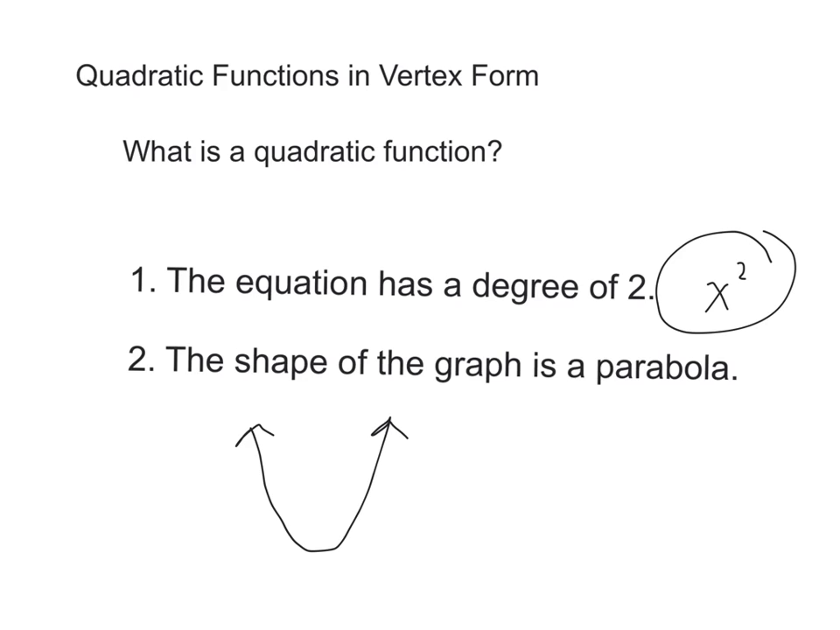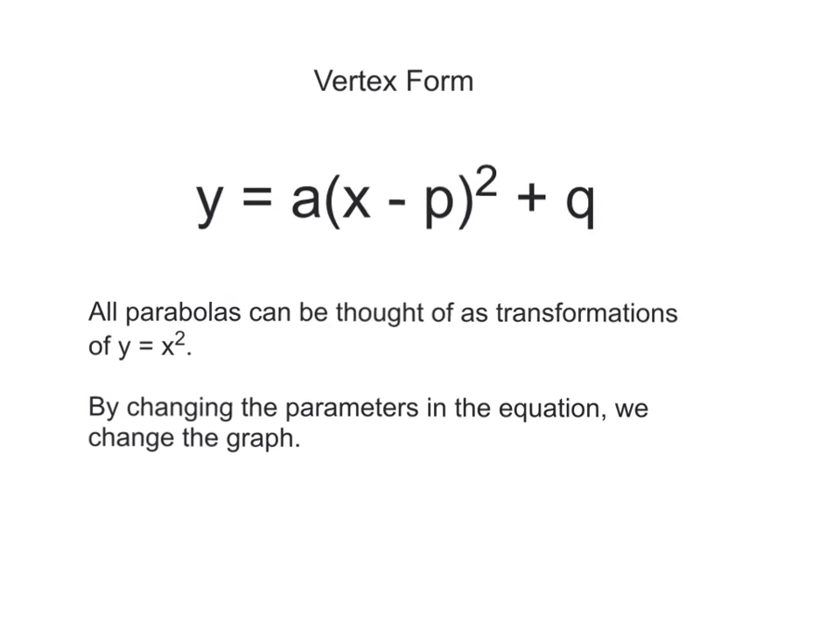When we talk about quadratic function in vertex form, we're talking about specifically an equation that looks like this: y equals a(x minus p) squared plus q. That's vertex form. a, p, and q could be any real numbers. So sometimes it'll be y equals 2(x minus 4) squared plus 1, or it could be y equals 1/2(x plus 6) squared minus 3, or whatever. But it has to be in that form when we're talking about vertex form.